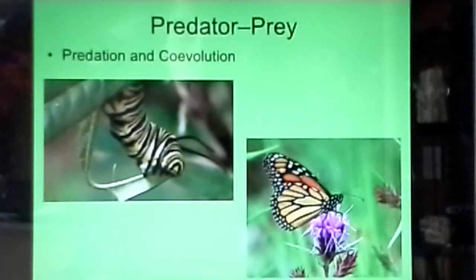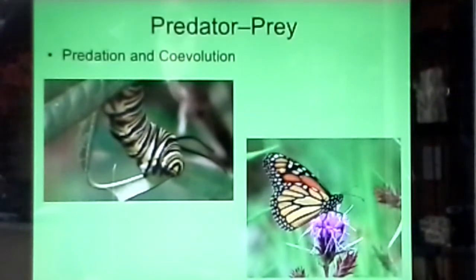Predator-prey relationships. Predation is often considered as a negative thing because you don't like to watch the baby gazelle get eaten by the tiger. But predation is actually good for the prey because it removes the sick, the elderly, and that means that the resources are available for the young, reproducing adults, and that makes that particular population stronger.